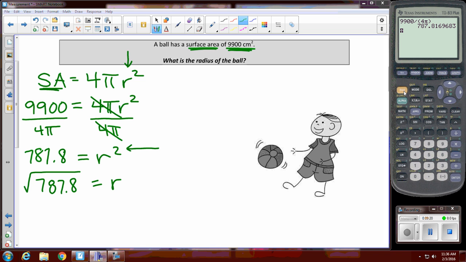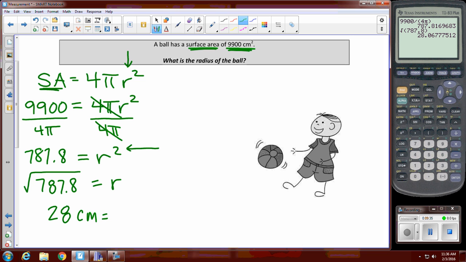So the square root of 787.8 will tell me the radius. And it's the same step we do at the end of Pythagoras. So in your calculators, you're going to say, what's the square root of 787.8, and we'll round to the nearest centimeter. This child's play ball here is 28 centimeters for the radius. That makes a little bit more sense. So the ball has a 28 centimeter radius.